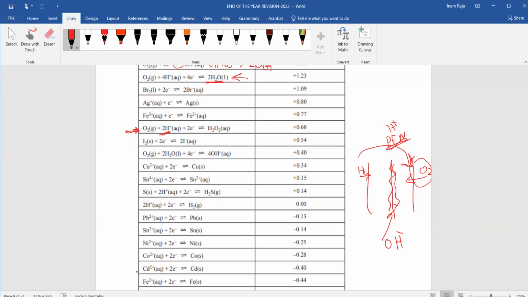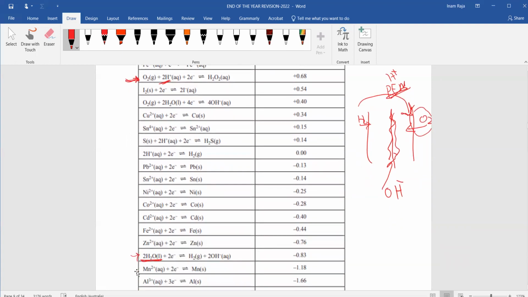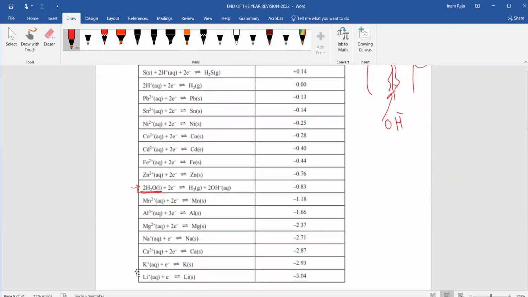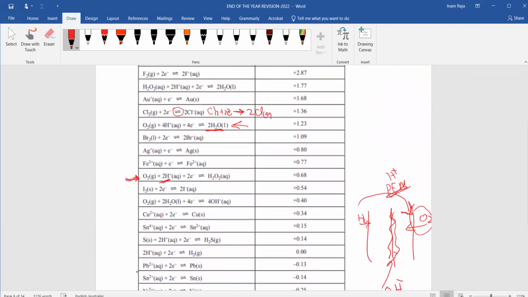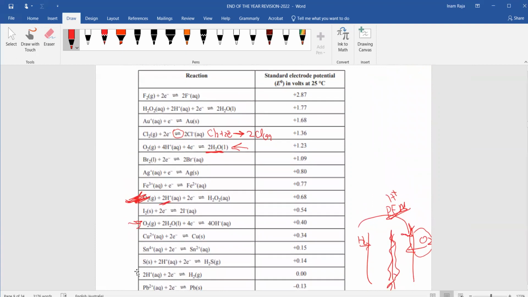Now there are 2 equations for oxygen. One is this and the other one is this one. Sorry, my mistake, not this one, this one. All right. So there are 2 equations for oxygen where oxygen is undergoing reduction. Remember that you have to write the equation for oxygen where 4 electrons are involved, not 2. So oxygen in the fuel cell always undergoes reduction because electrons come from the fuel on the other side.